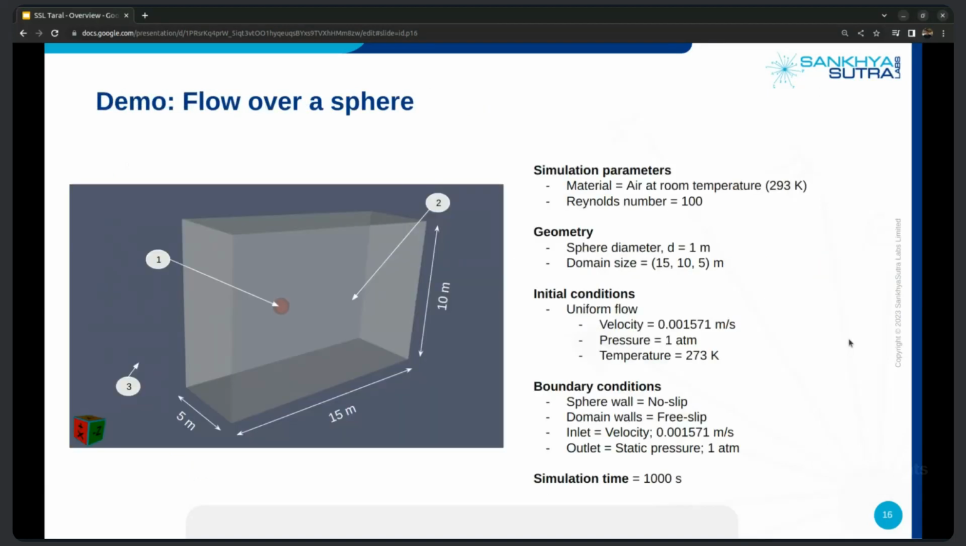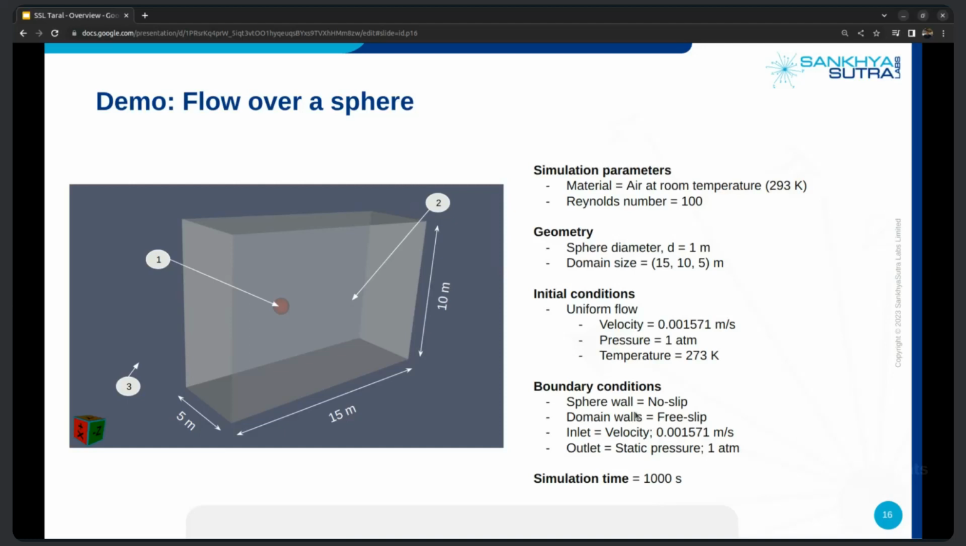So I will give you now a demo of a very simple CFD problem of flow past a sphere at a low Reynolds number. So I'm choosing a Reynolds number of 100. This is what my geometry looks like. I have a sphere of a diameter of 1 meter, and I have a domain which has these sizes. So it's 15 meters in the streamwise, 10 meters in cross streamwise, and 5 meters in the spanwise direction. I'll be imposing a uniform flow as initial condition, and I'll be using the no slip condition for the sphere walls and free slip everywhere else. And the inlet and outlet conditions are as you see here.